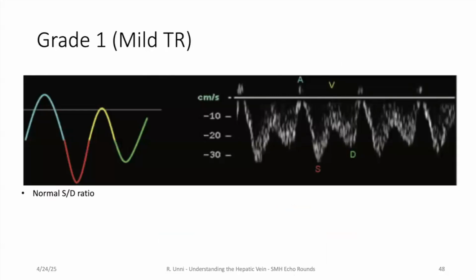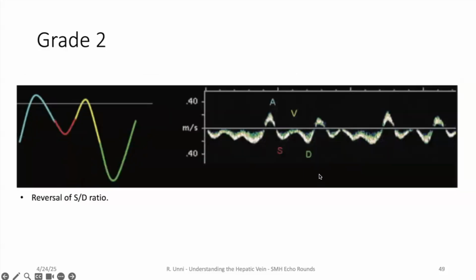Someone has created a grading system for the hepatic vein. This is from Scheinfeld et al. So this is a normal hepatic waveform, as you may have seen. And in patients with mild TR or very little TR, the waveform doesn't typically change. You can see that the S wave is more dominant than the D wave, or the SD ratio, if you were going to divide them, is greater than 1. Someone has called this grade 1.